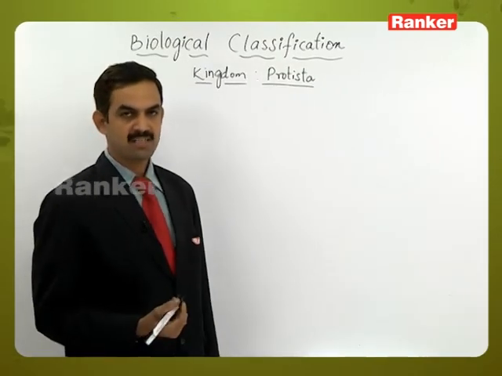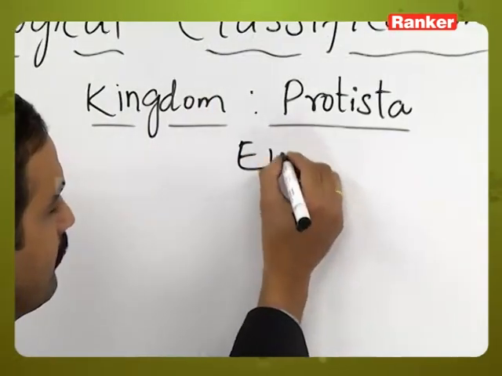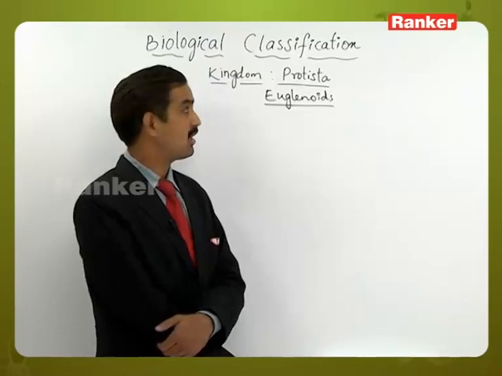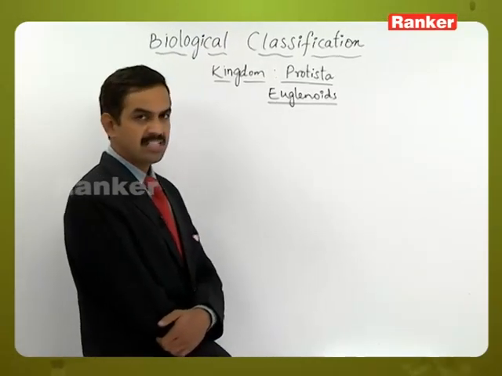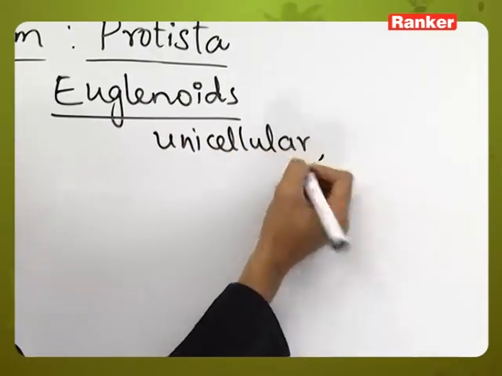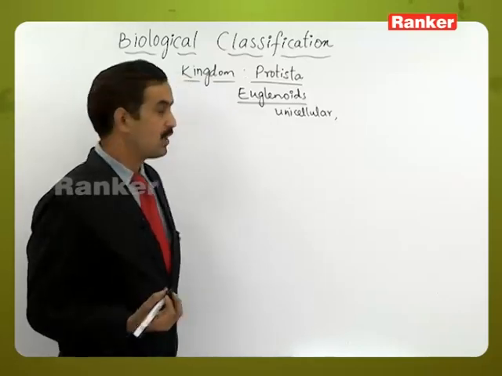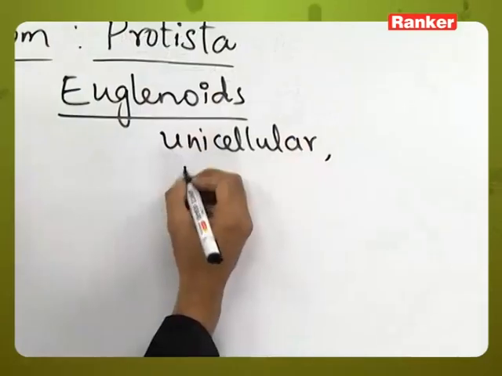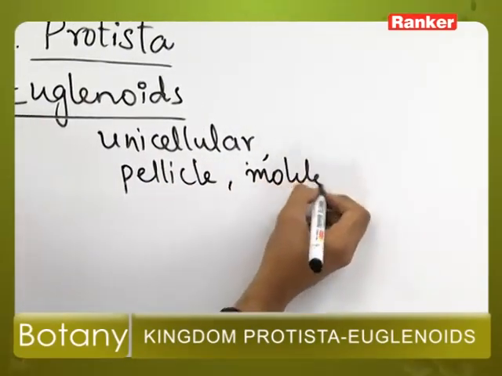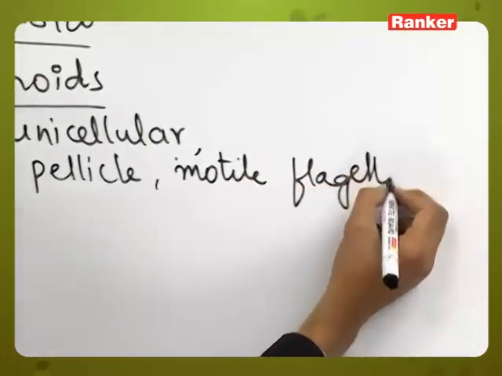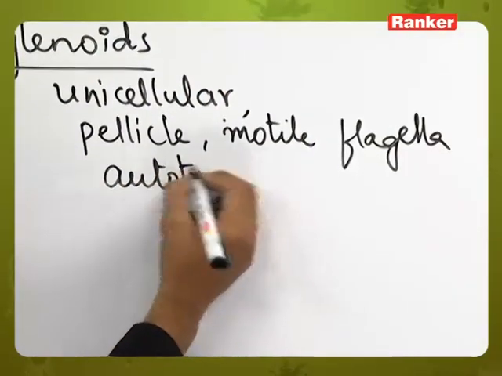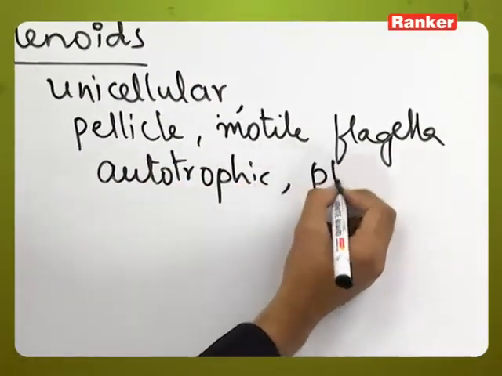In Protista, the next group are the Euglenoids. Euglenoids are part of the Protistan kingdom, which are also generally unicellular in their nature. Here these have special coverings called a pellicle, and these are motile with the help of flagellar structures, and of course these are autotrophic sometimes, that is photosynthetic in their nature.